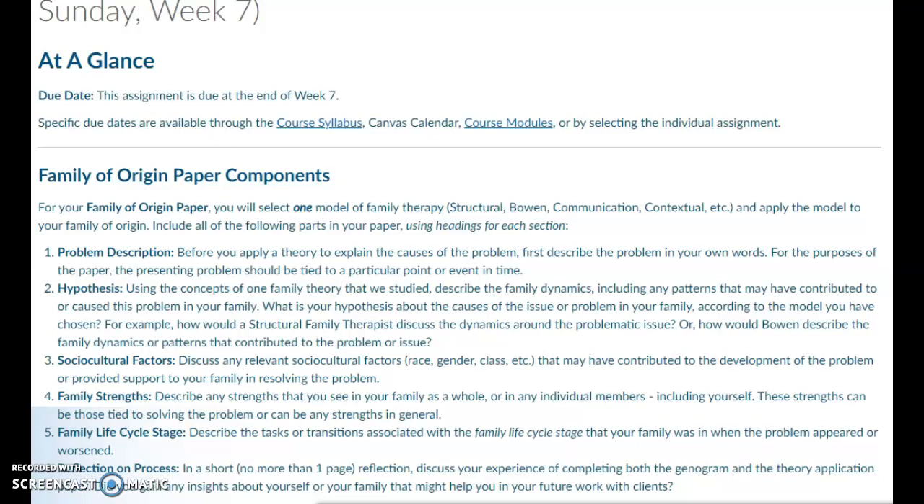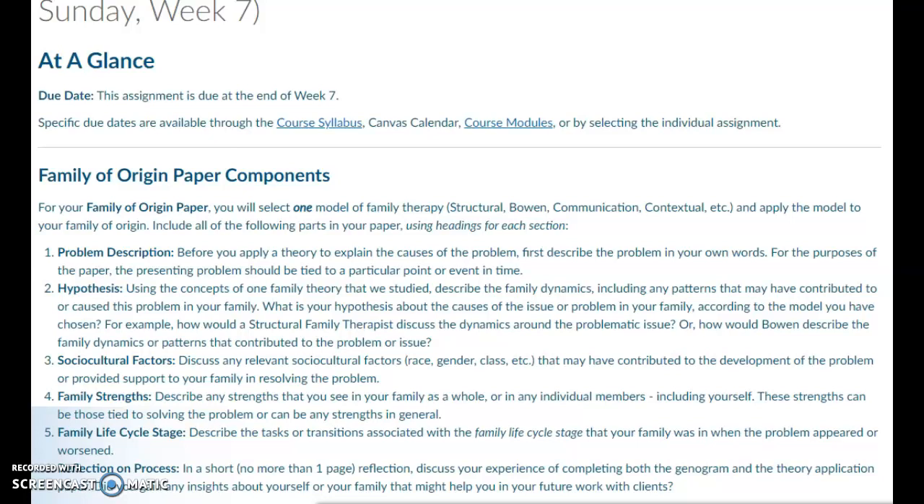Then lastly, you will be reflecting on the paper and the genogram assignment. This section is purely personal reflection. You can discuss any thoughts, feelings, or insights which may have arisen by writing this paper. Please also include how this new insight might help you in the future with your work with families. Again, this is a reflection section, can be short, no more than 1 page, and that section does not require any citations. As usual, please pay attention to APA format.